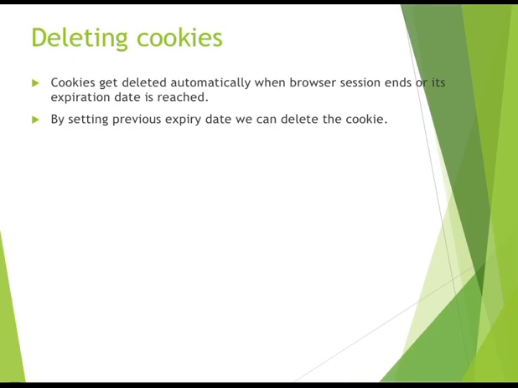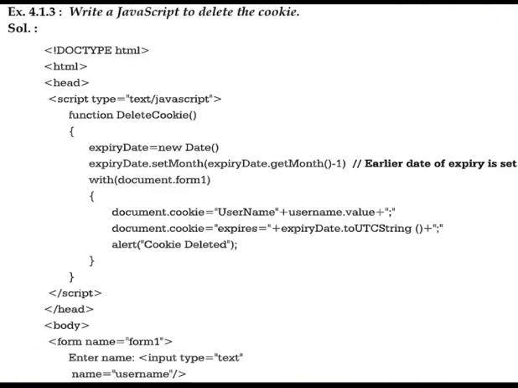Okay, let's see the code over here. So basically two methods are used over here, the setMonth and getMonth methods. The setMonth method sets the month, whatever we want, we can pass the parameter, and the getMonth method gets the current month which is going on. Now let's see the code one by one.